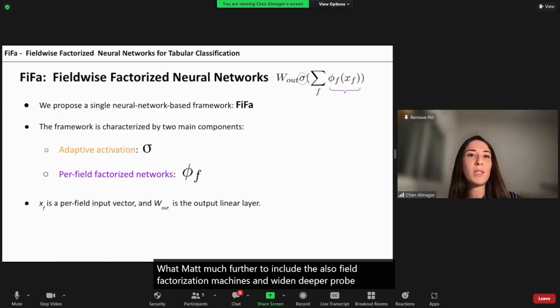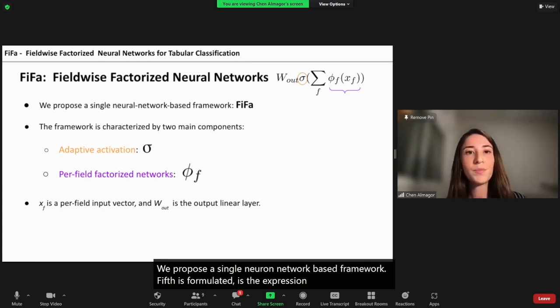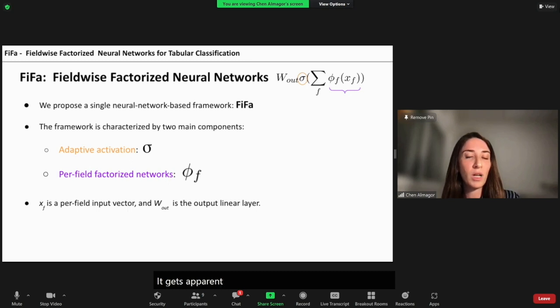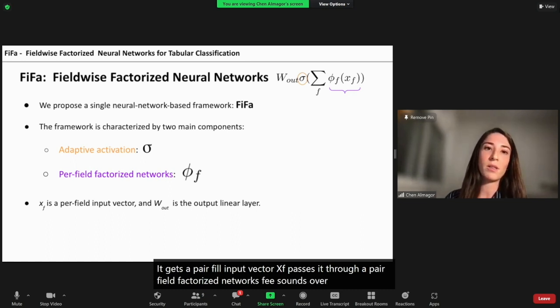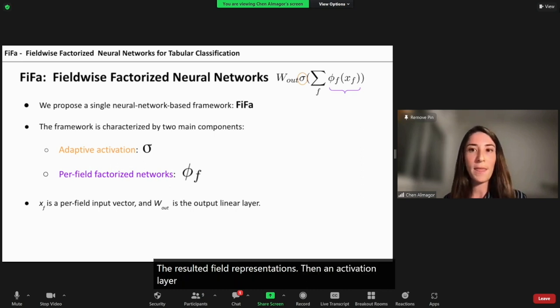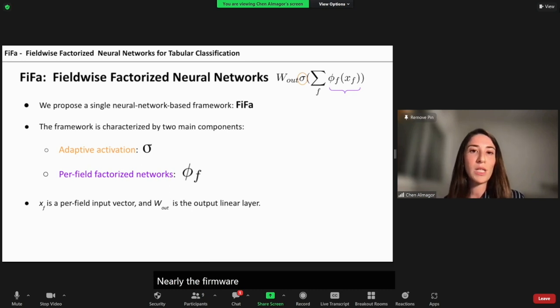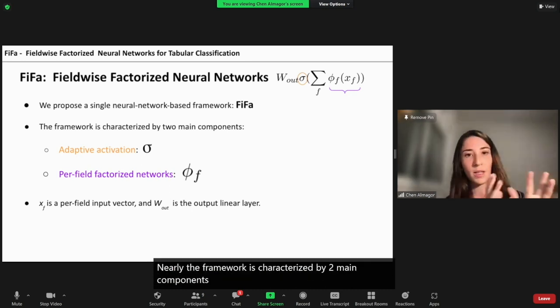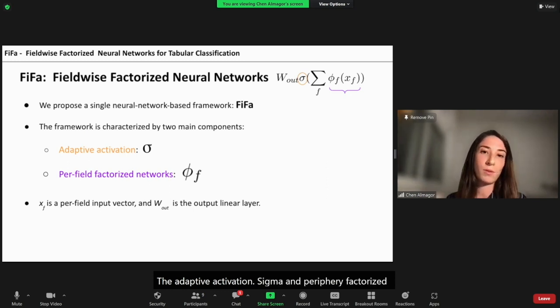We propose a single neural network-based framework, FIFA. FIFA is formulated as the expression above. It gets a pair field input vector XF, passes it through pair field factorized networks phi, sums over all the resulting field representations, then an activation layer sigma, and a final linear layer. The framework is characterized by two main components: the adaptive activation sigma and the pair field factorized networks phi.